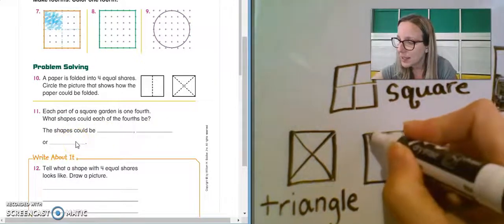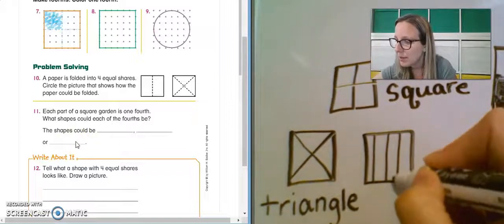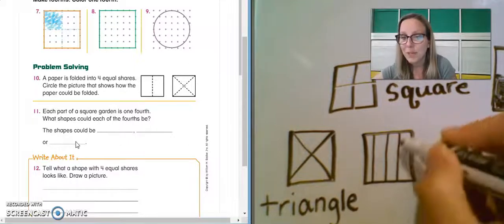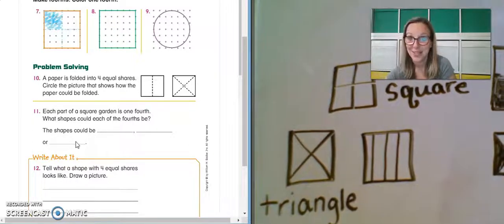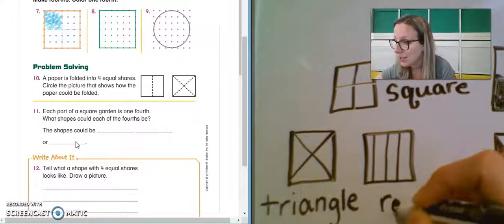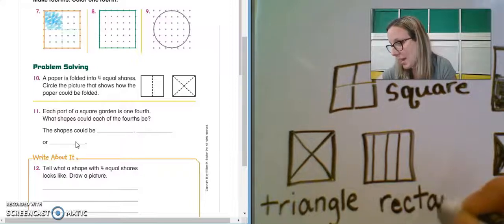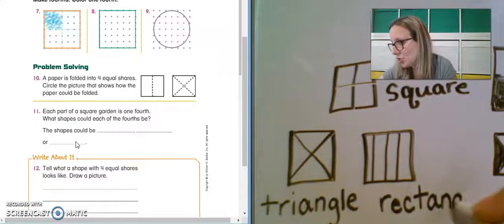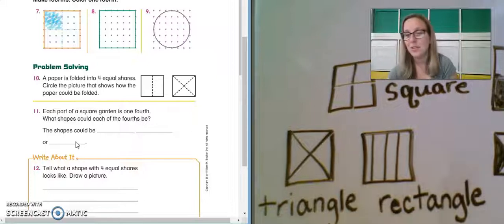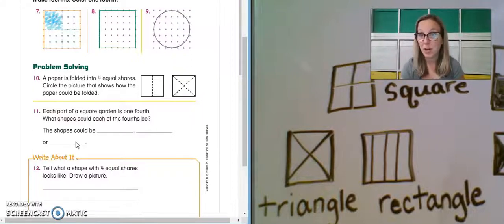And now the last one, if you weren't sure what to do for that last one, if we were to cut it like this, down the middle, we'll have 1, 2, 3, 4 rectangles. So for that last one, you should write the word rectangle, R-E-C-T-A-N-G-L-E. And if you need to pause it and take more time to write out those words, go ahead and pause and then unpause when you're done.